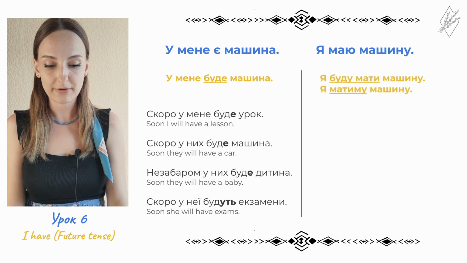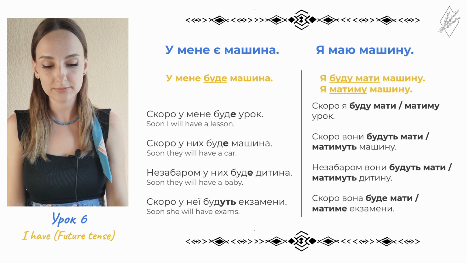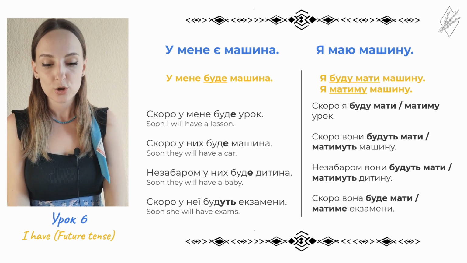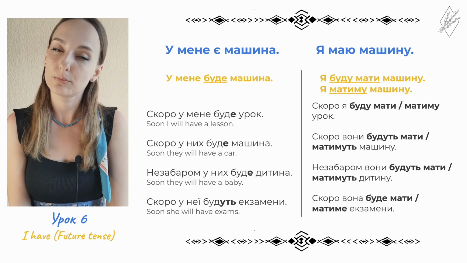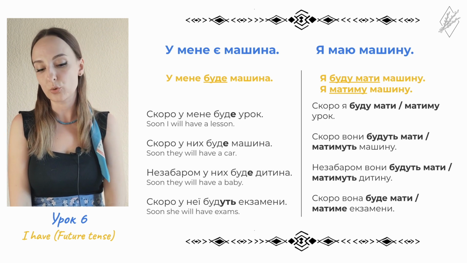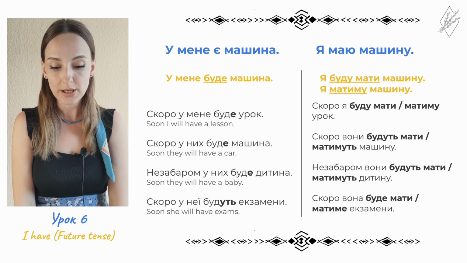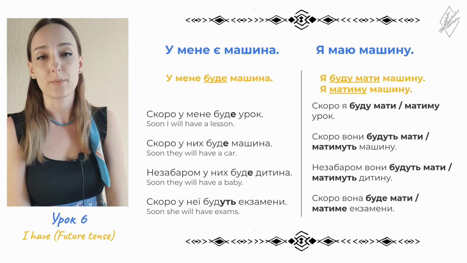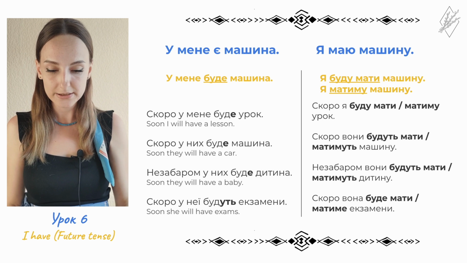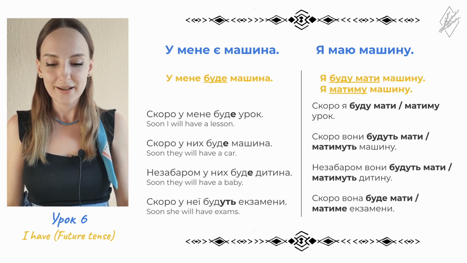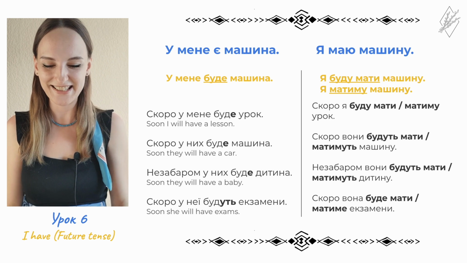And possible variants for мати. Скоро я буду мати or матиму урок. Скоро вони будуть мати or матимуть машину. Незабаром вони будуть мати or матимуть дитину. І скоро вона буде мати or матиме екзамени. But I recommend you the first ones. I said it already so many times, sorry about this, but I really recommend it.